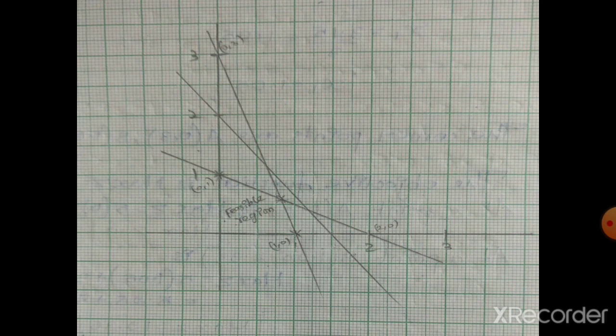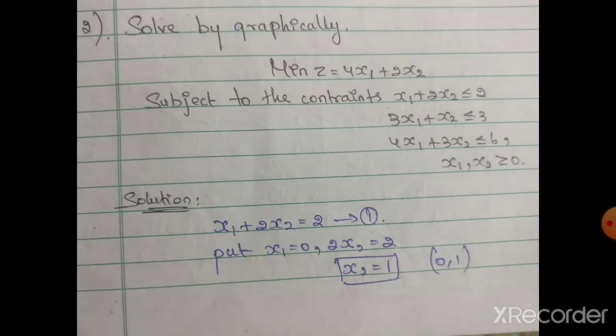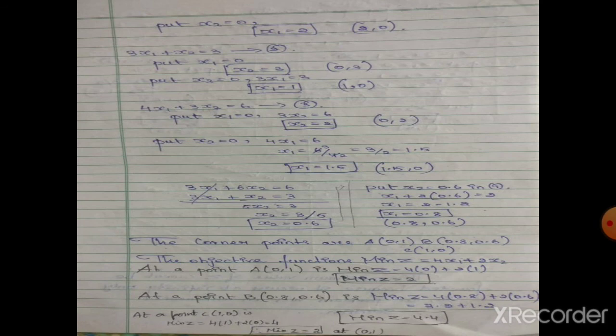In that, you have to find the intersection point of these 2 constraints. That is very important. The intersecting point is calculated using the line equations, which are the constraint equations. The constraint equations are 3x1 plus 6x2 is equal to 6 and 3x1 plus x2 is equal to 3. Using these 2 equations we solve and get the values 0.8 and 0.6.